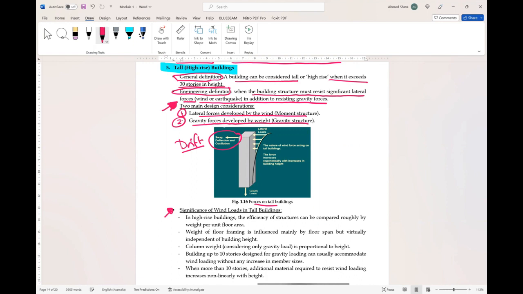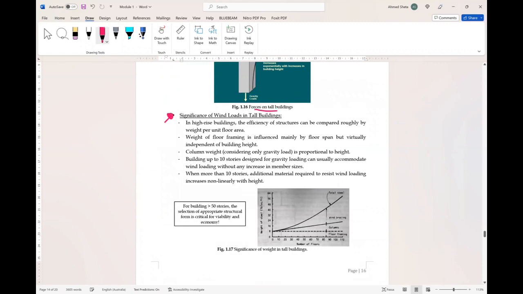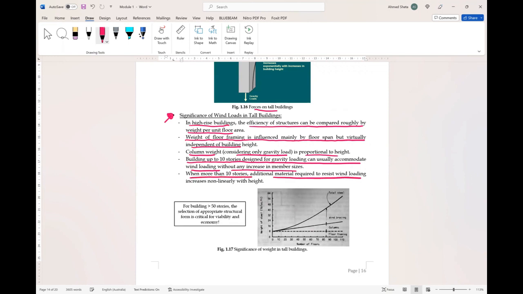So what is the significance of wind load in tall buildings? In high-rise buildings, the efficiency of structures can be compared roughly by weight per unit floor area. Weight of floor framing is influenced mainly by floor span, but virtually independent of building height. The column weight, considering only gravity load, is proportional to height. Buildings up to 10 stories designed for gravity load can usually accommodate wind loading without any increase in member size. When more than 10 stories, additional material is required to resist wind load and increases non-linearly with height.